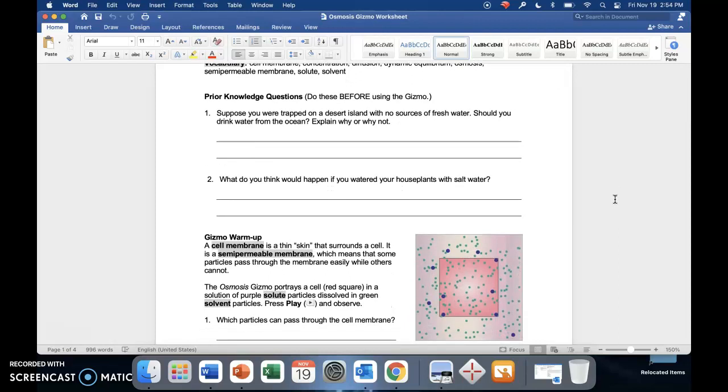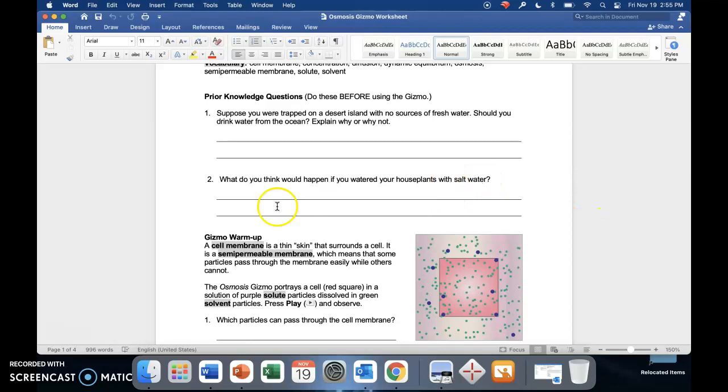We have been talking about active and passive transport. Osmosis is a form of passive transport in which water is getting moved. We kind of mentioned this previously in class. Suppose you are trapped on a desert island with no source of fresh water. Should you drink the water from the ocean? Explain why or why not.